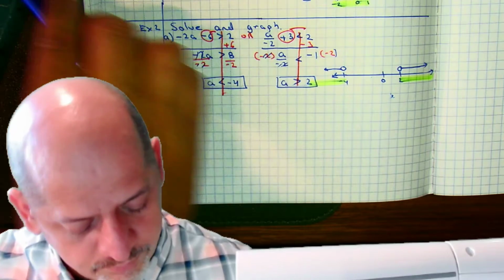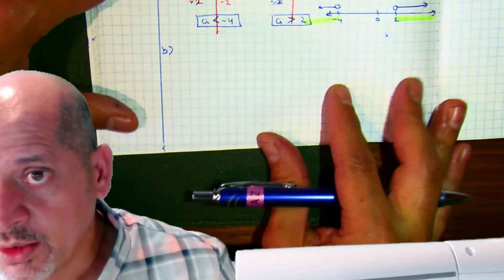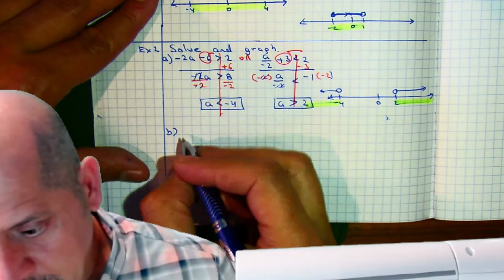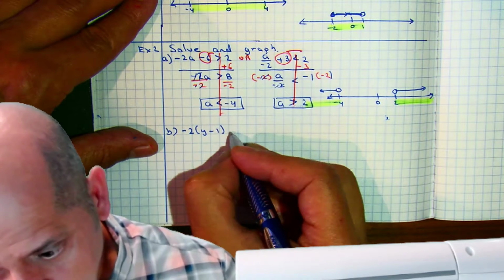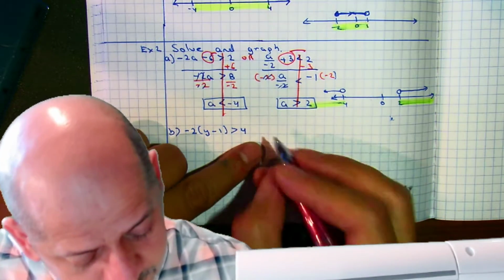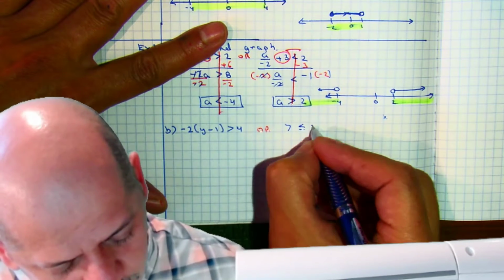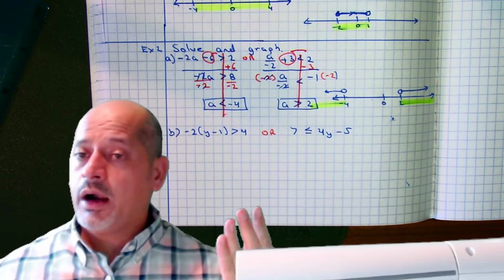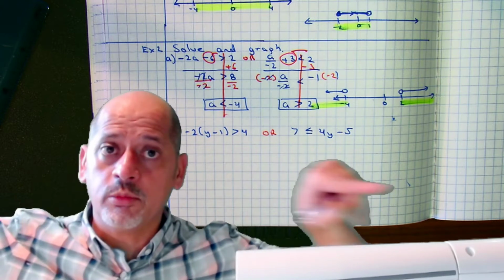Example B. You should have enough space right underneath to be able to work on example B. On example B, we have -2(y - 1), which is greater than 4, or, and I'm going to place my or in red, we have 7 is less than or equal to 4y - 5. So remember that ORs are the same, but we just have two separate inequalities. But when we graph it, they should be going away from each other.